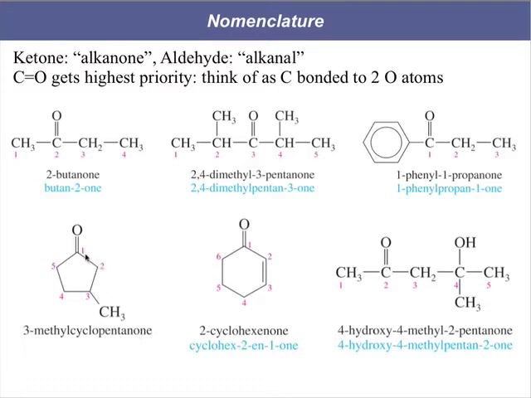Notice that in the case that we have a double bond O and a double bond C in the same structure, the double bond O takes priority. Again, think of this carbon as having 2 bonds to O as opposed to this carbon having 2 bonds to C. Having higher molecular weight groups gives you higher priority. So this would be 2-cyclohexenone.